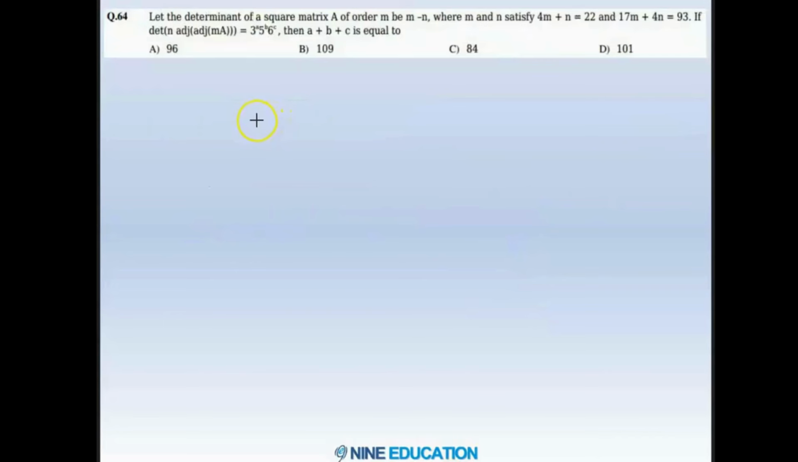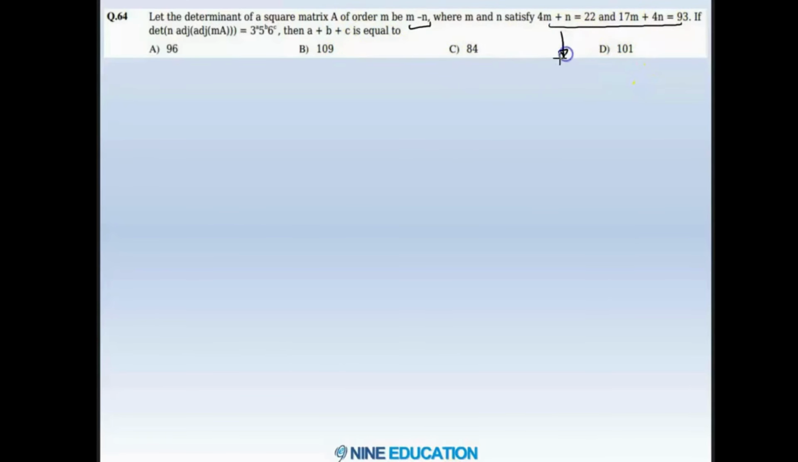Number 64 is, let the determinant of a square matrix of order m be m minus n, where m and n satisfy two equations given. If the determinant of n times adjoint of m into A is given as 3 power a, 5 power b, 6 power c, then a plus b plus c is equal to. So first of all, let's solve these two equations and get the m and n values in order to get the determinant of the matrix.